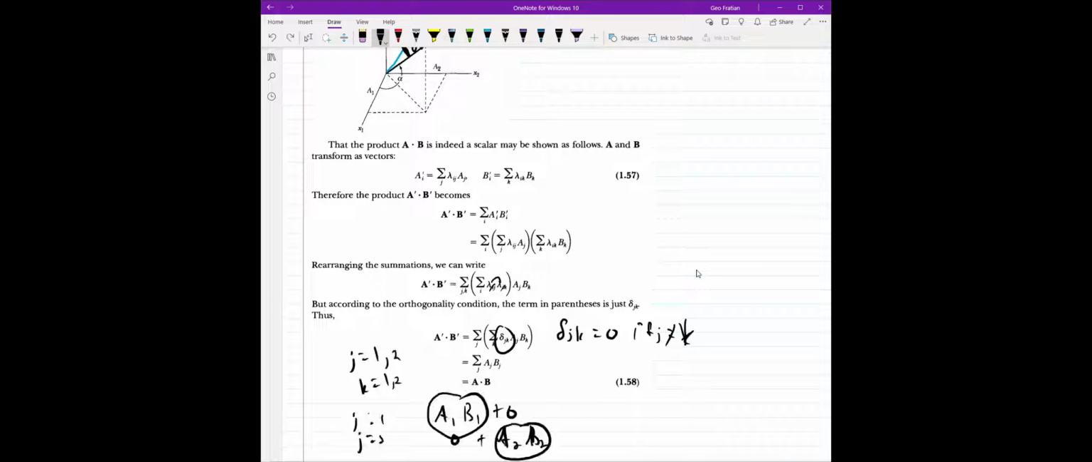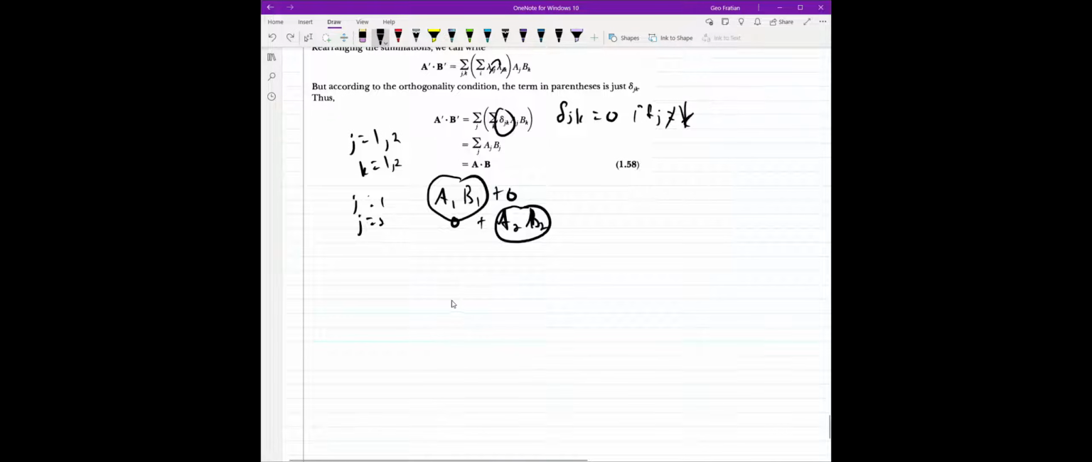I don't know why I erased all that. That was an accident. But anyways, okay. And that basically shows us that in any coordinate system, it doesn't matter. A dot B equals A dot B. Like A prime dot B prime equals A dot B.